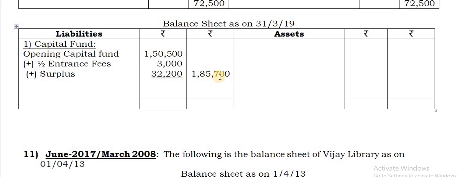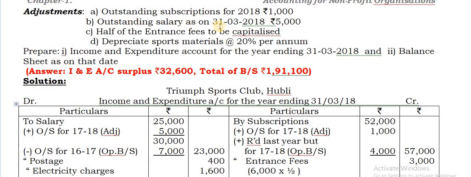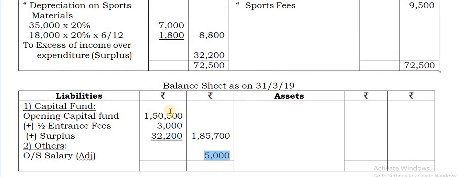So 1,85,700. Then others, only very outstanding salaries, which is given in the adjustments here. This 5,000 you can take. So that amount gives you 5,000.